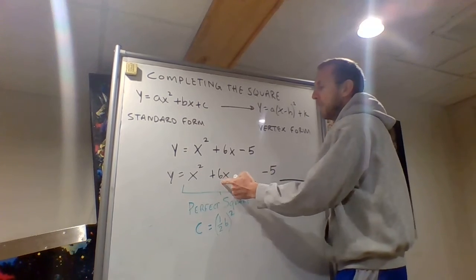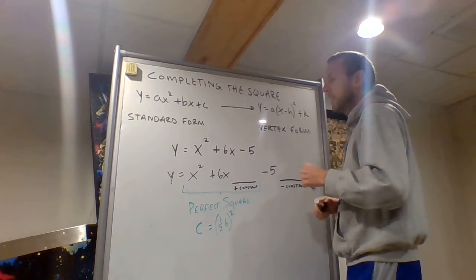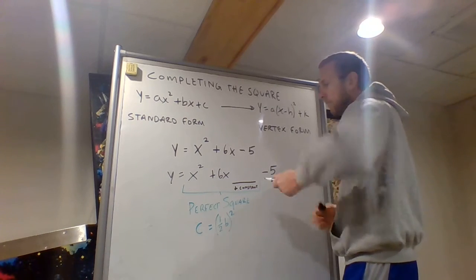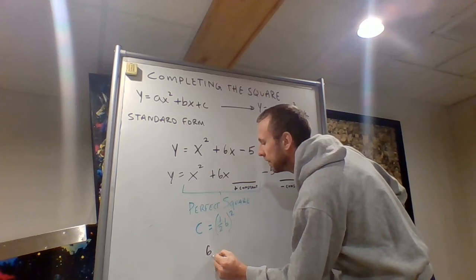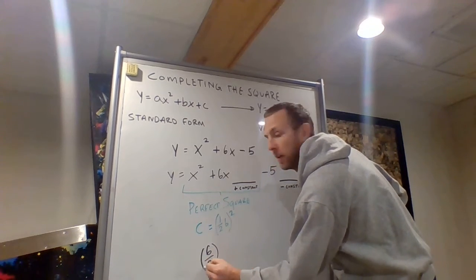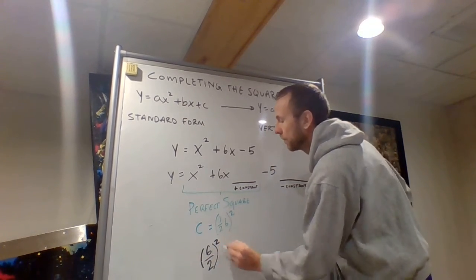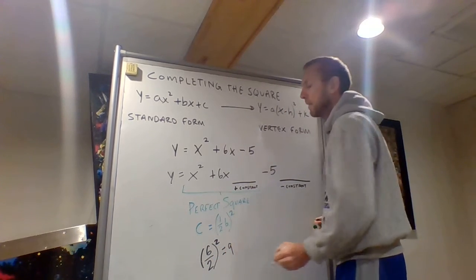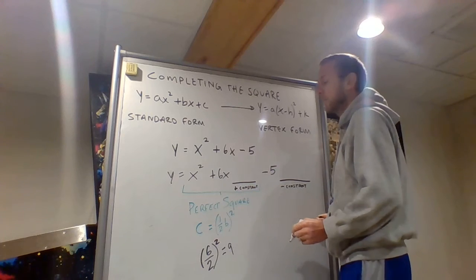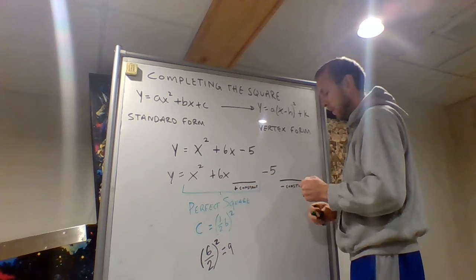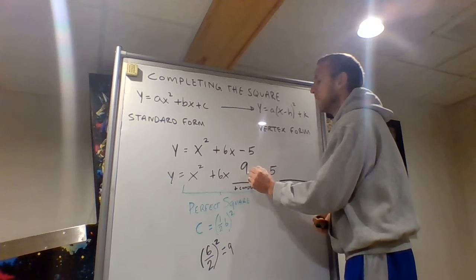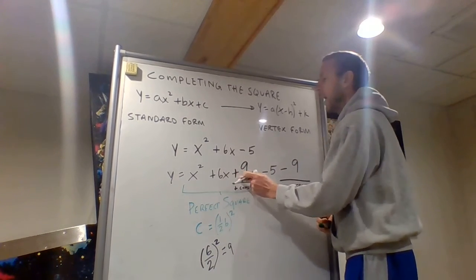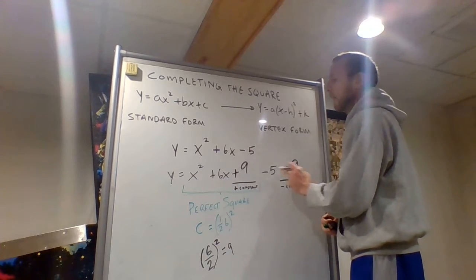So we're going to take half of the b term, which in this case is 6, and we're going to take half of it, and we're going to square it. Okay, so half of 6 is 3, 3 squared is 9. 9 is our constant that we're adding and subtracting on the same side of the equation. So that's going to go here, and that's going to go here. Okay, so we're adding 9, and we're subtracting 9.